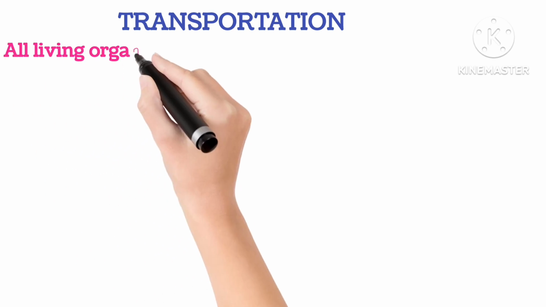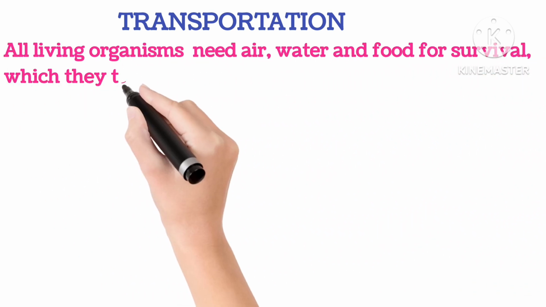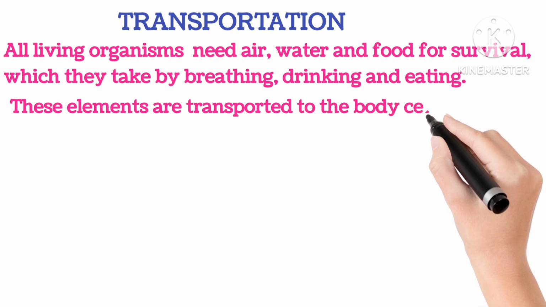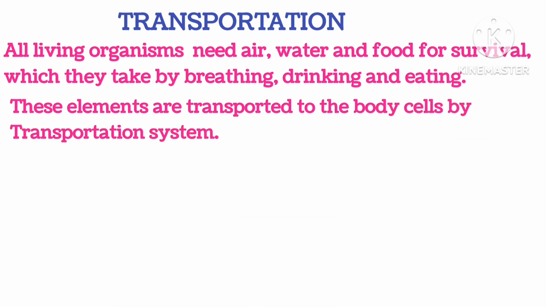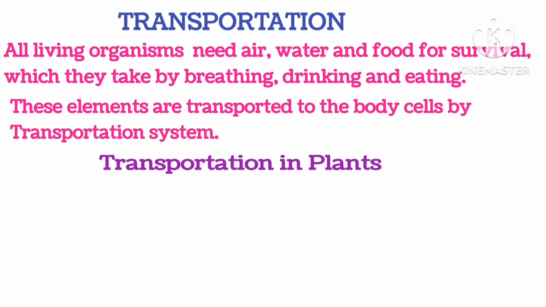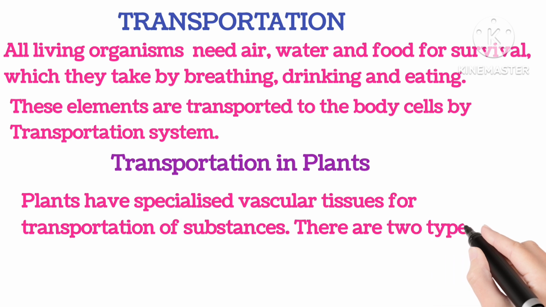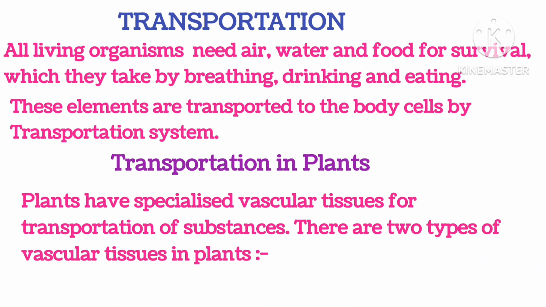Transportation. All living organisms need air, water and food for survival, which they take by breathing, drinking and eating. These elements are transported to the blood cells by transportation system. Transportation in plants. Plants have specialized vascular tissues for transportation of substances. There are two types of vascular tissues, xylem and phloem.